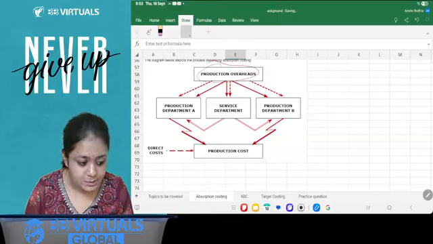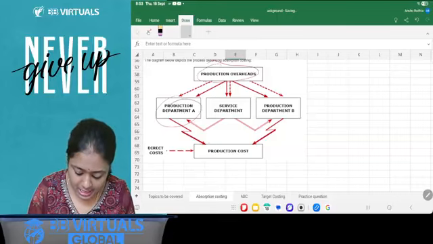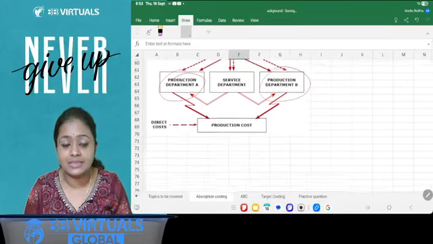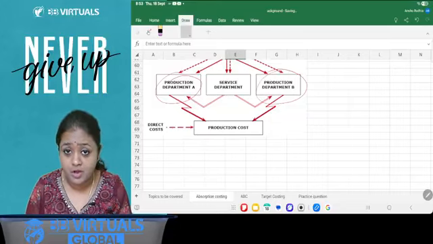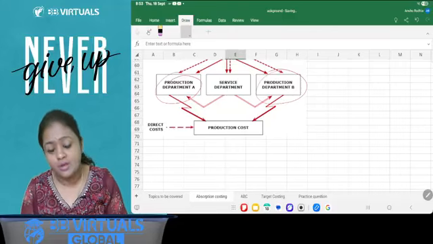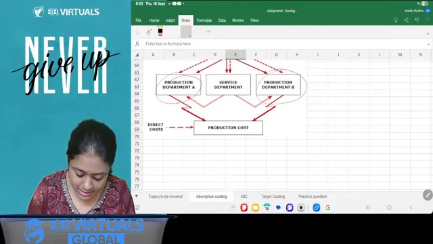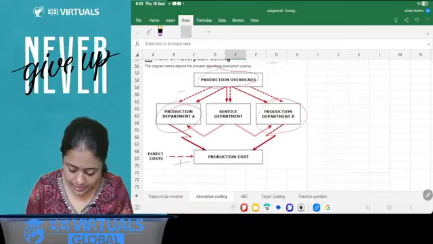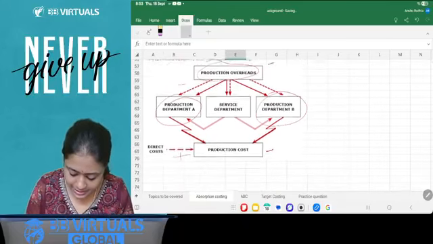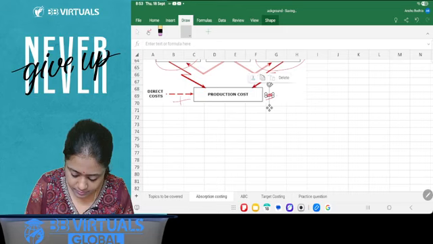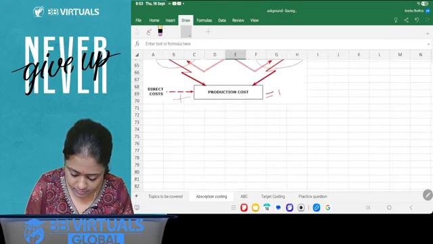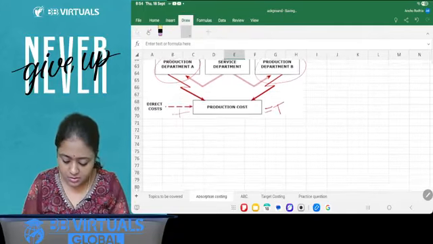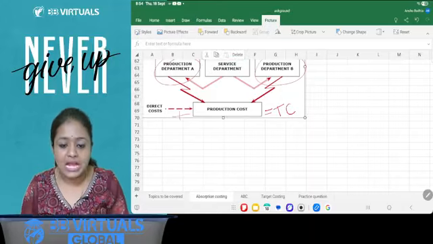Okay, finally these production department A and production department B costs, they go to the product cost, and from these product costs, then we calculate what is basically production cost, and here we add direct cost to get the total cost. So then by adding the direct cost, we will get the total cost. Okay, I hope I'm clear.